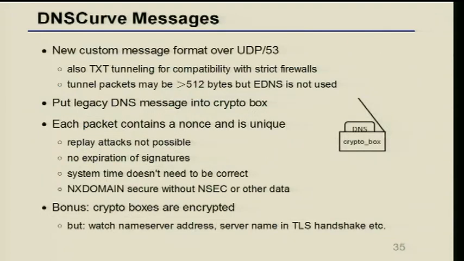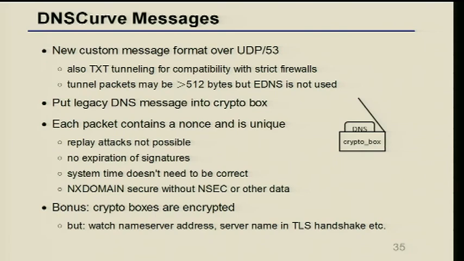DNSCurve messages also use UDP port 53, but with a new custom message format, which is not compatible with legacy DNS. It also supports TXT tunneling. It tunnels all data in TXT resource records. This is to go through strict firewalls, which look into DNS packets and verify whether this is really a DNS packet.